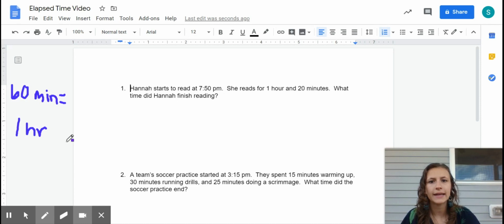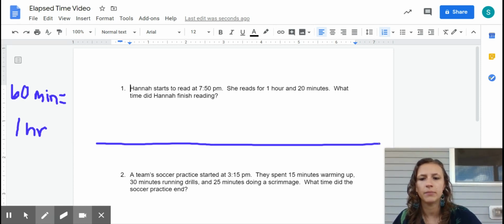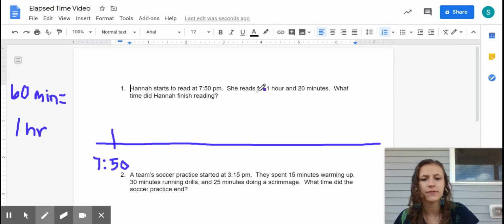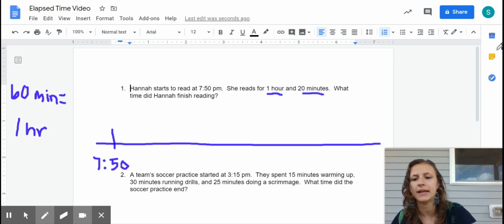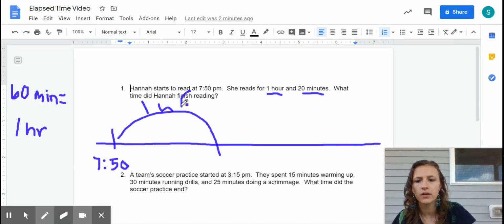All right, so I'm going to go ahead and use a number line to help show this. All right, so here's my number line. She started at 7:50 p.m. and I'm not going to put p.m. for right now. She reads for 1 hour and 20 minutes. I'm going to split this into 1 hour and 20 minutes. So first, she went 1 hour. 1 more hour than 7:50 would be 8:50 because I'm simply adding 1 to my hour.